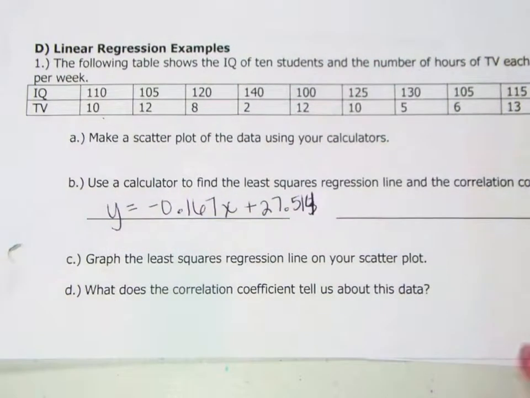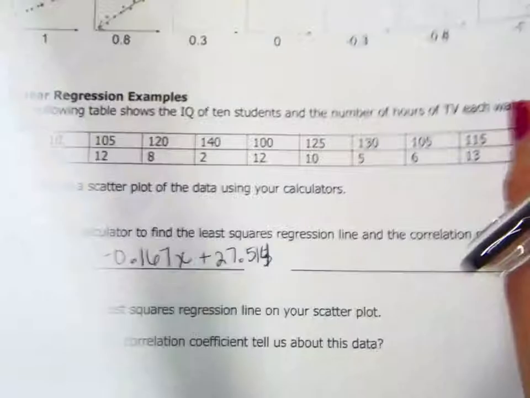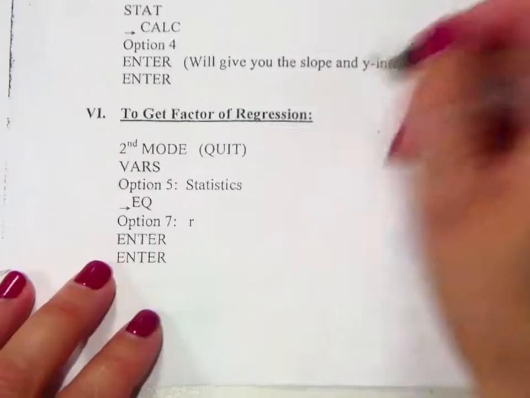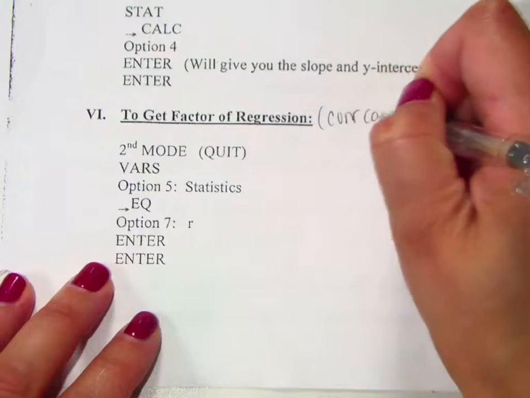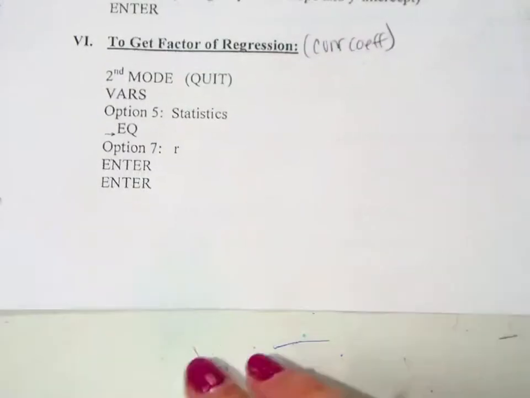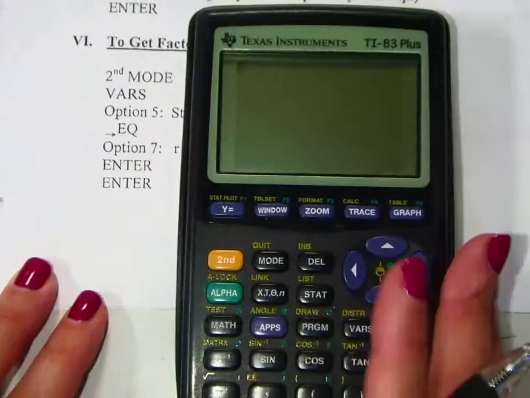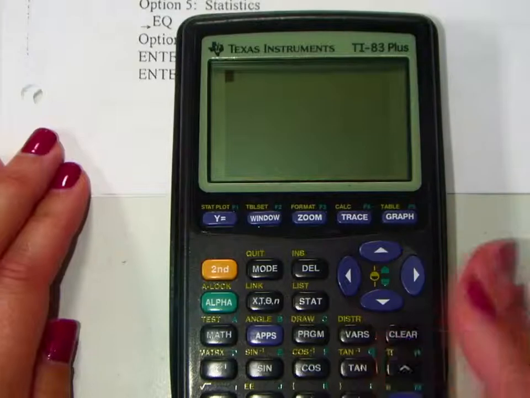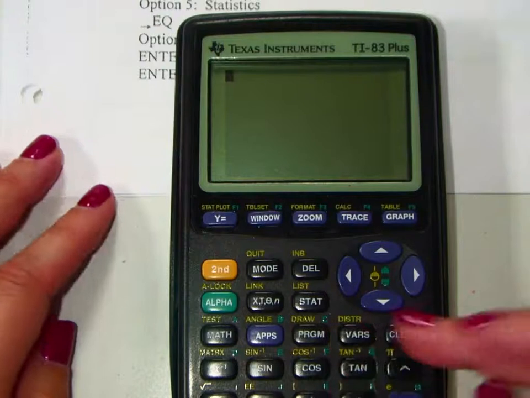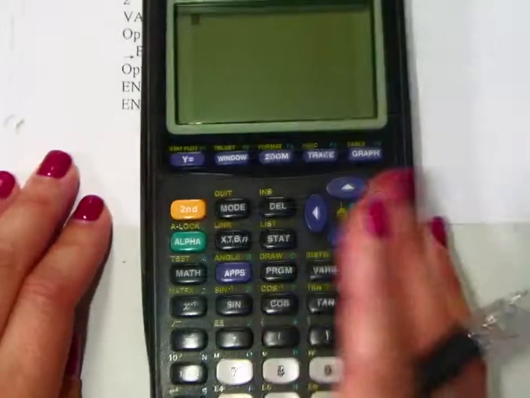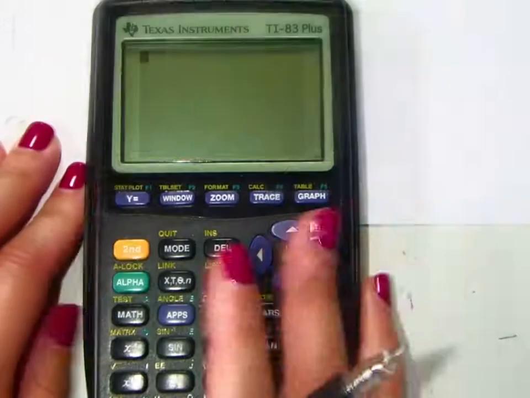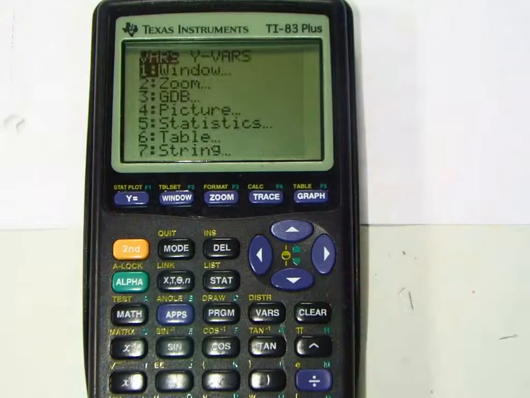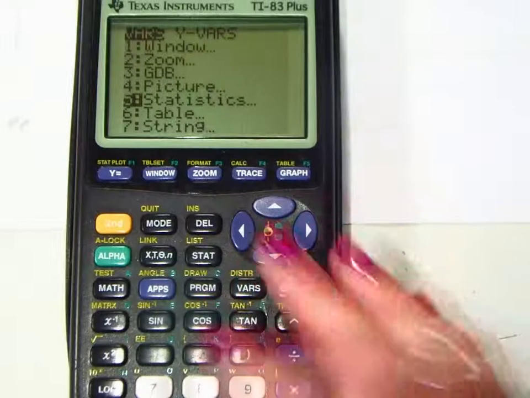All right. Now what we need to do is find the correlation coefficient. So that's the next part of your instructions to get the factor of regression. That's the same as your correlation coefficient. All right, for this you want to hit your VARS button, which is right above tangent. Hit that VARS button. You want option 5, statistics.